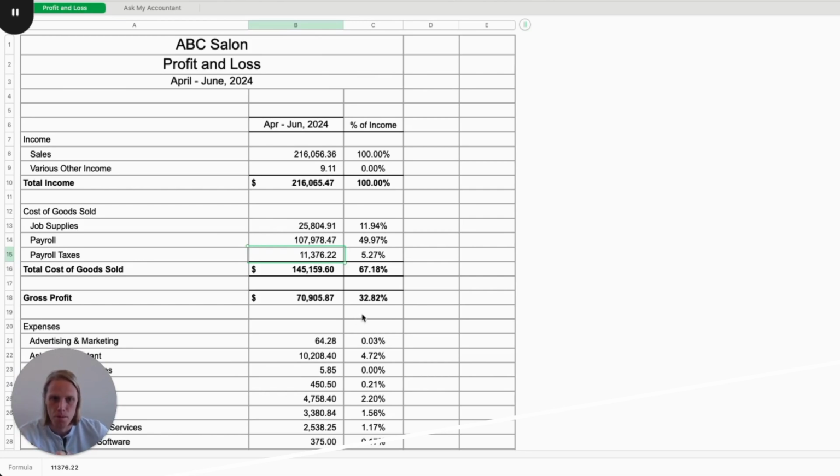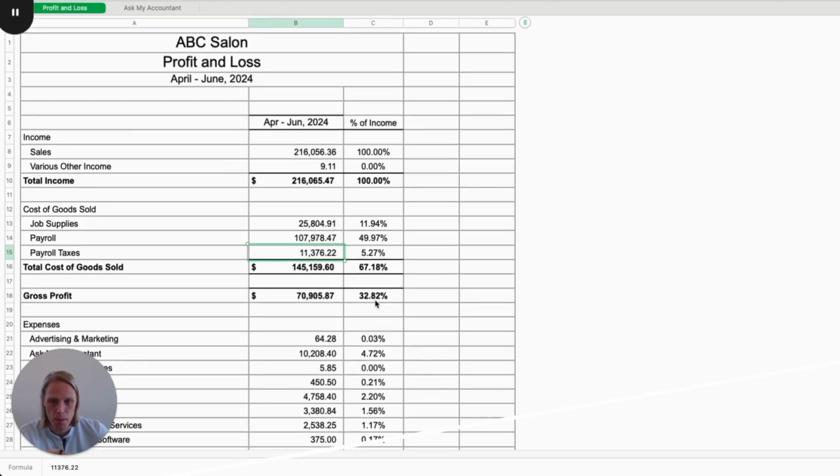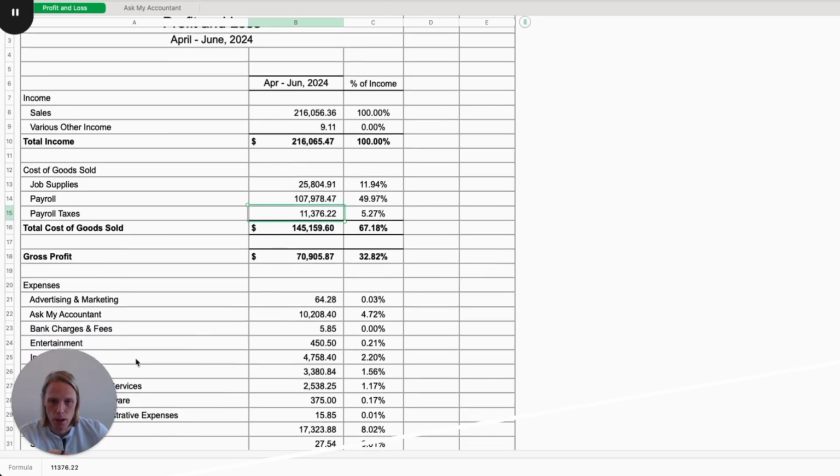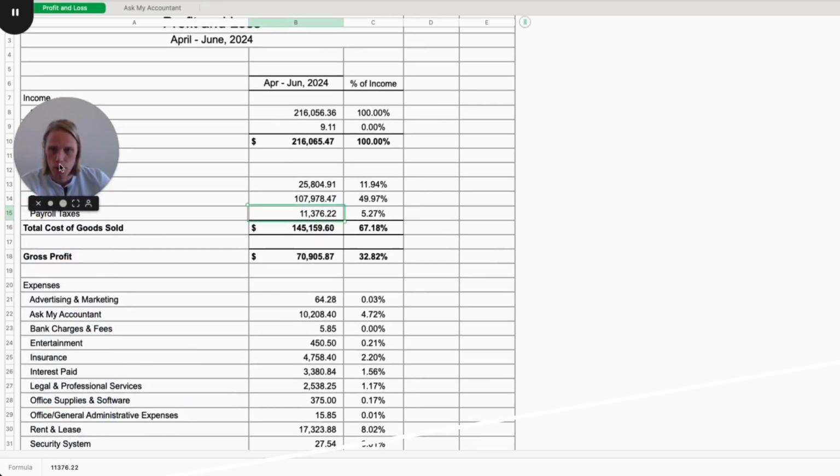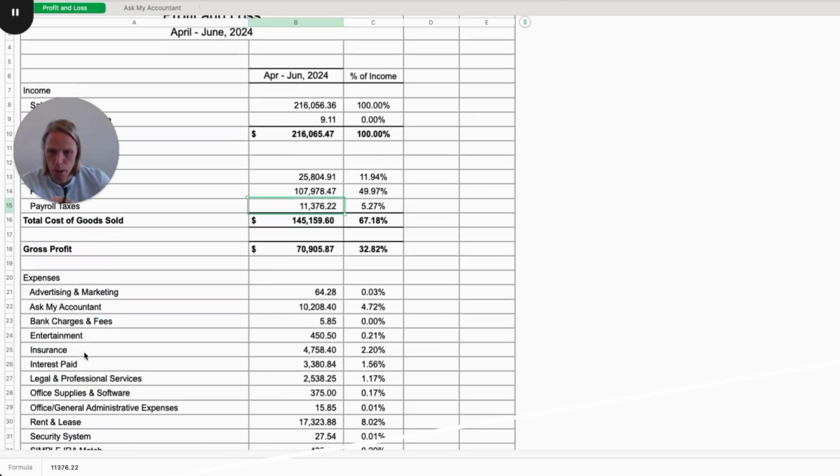After our direct costs, in this case, ABC Salon has just under 33% of the money left. Ideally, we wanted that to be closer to 40%, but 33% is not bad. We can still be profitable with that. So we can come down and look into some of their other expenses.